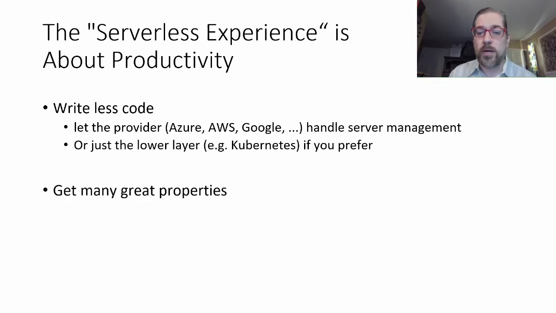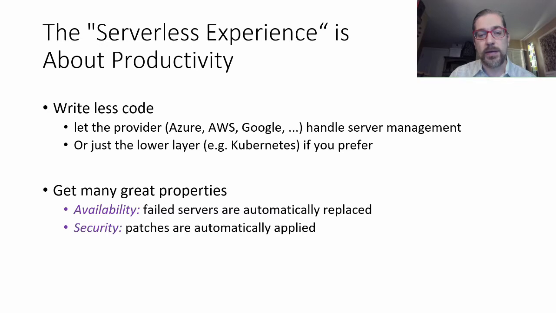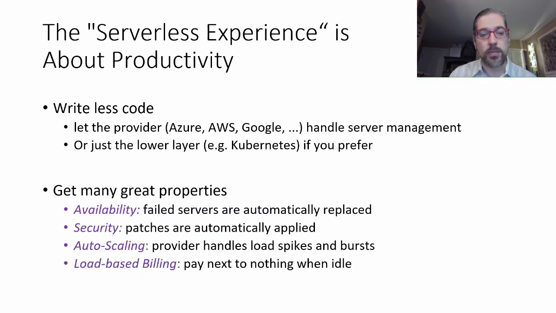Now, it's not just about writing less code, it's also about the properties you get from the application. And those are important things that you want in a service in the cloud, like availability. If a server fails, it needs to be replaced. You need to patch the operating systems. You need scaling so that if your load has bursts and spikes, it can be handled without you doing anything special about it. You also get the load-based billing, which is very important because most of the time services are actually idle and you don't want to pay the money for the servers if nothing is happening in your application.